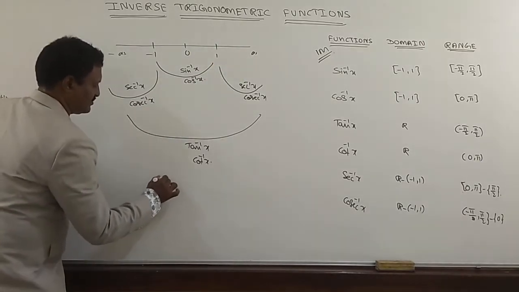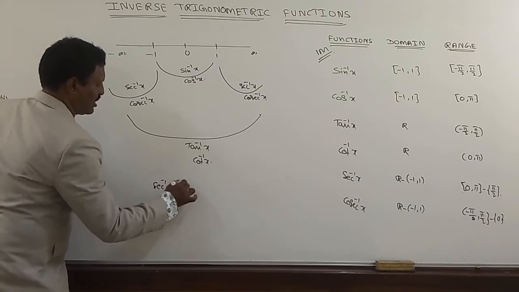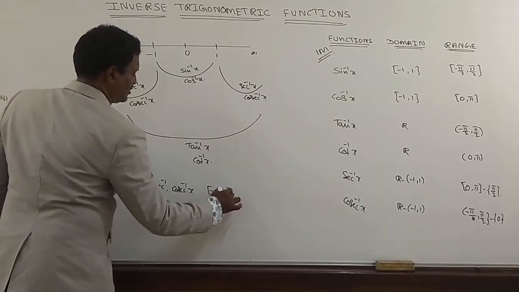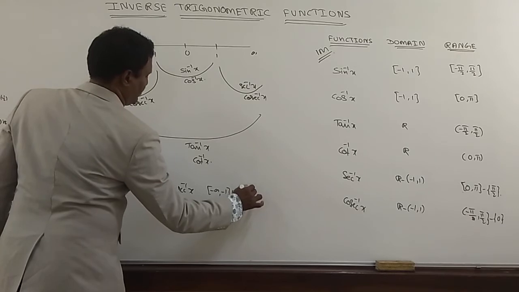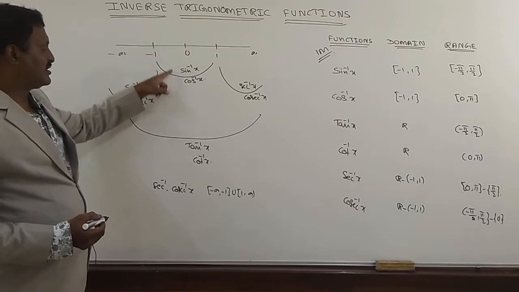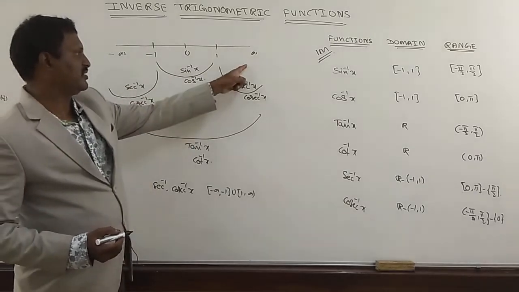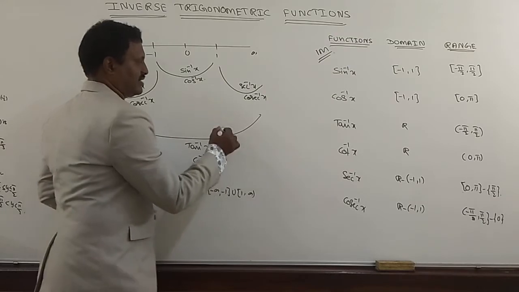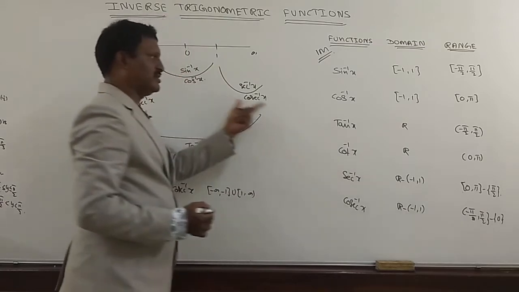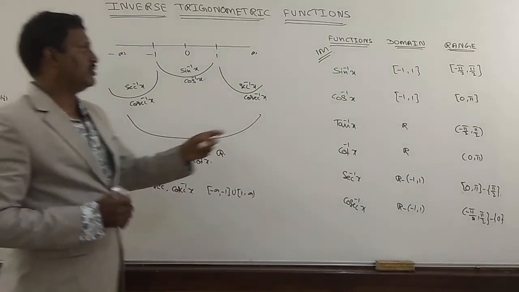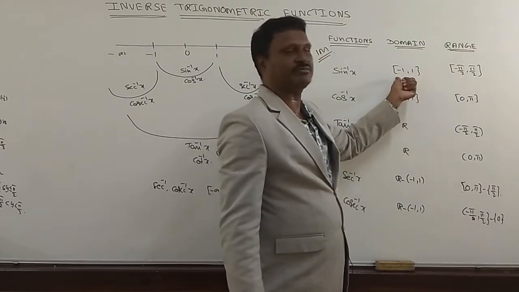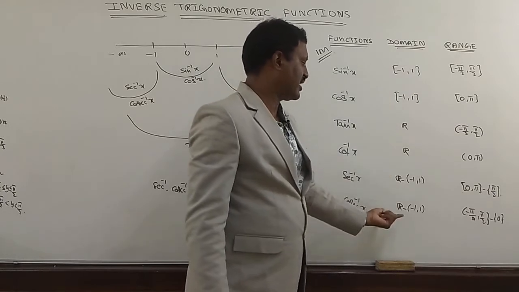Secant inverse x and cosecant inverse x domain you can write like this also: minus infinity comma minus 1, union 1 comma infinity. Now for tan inverse x and cot inverse x, minus infinity to plus infinity, we can write as real numbers, R, as I have written in the table. So you can remember easily. Now sin inverse, you know that sin pi by 2 is 1, and sin of minus pi by 2 is minus 1. Like that you can identify very easily.